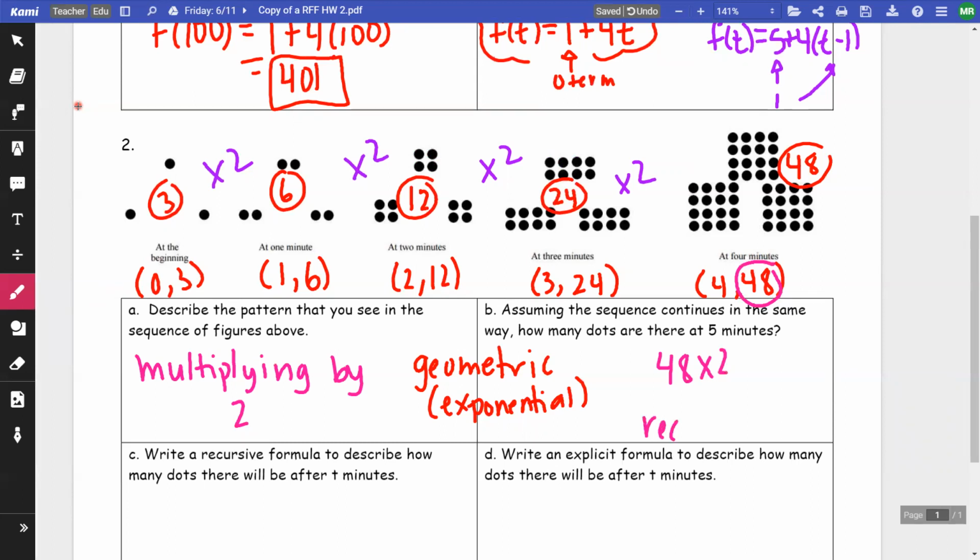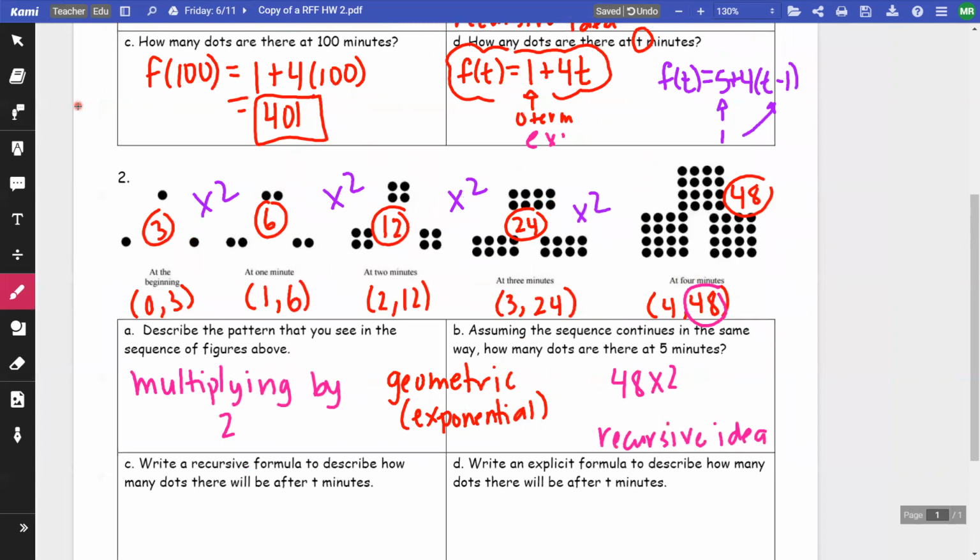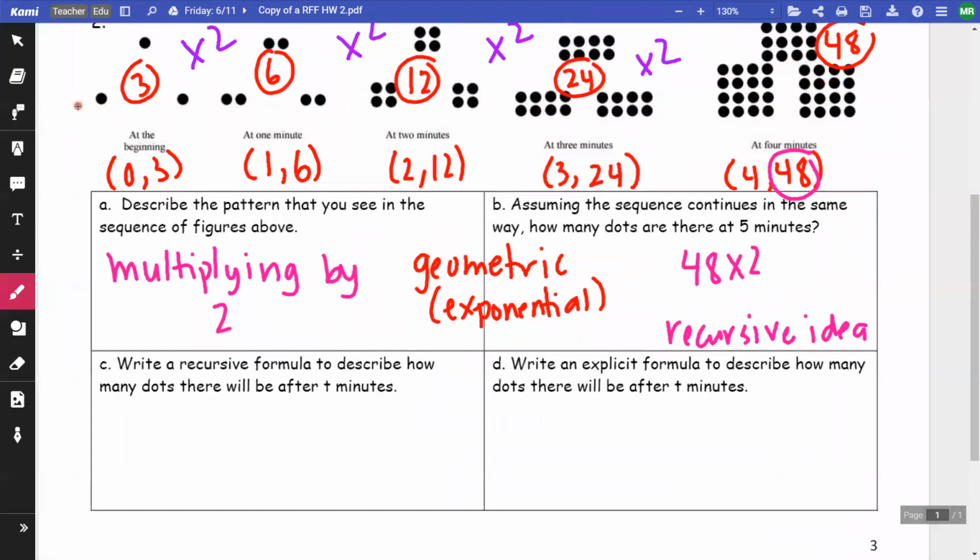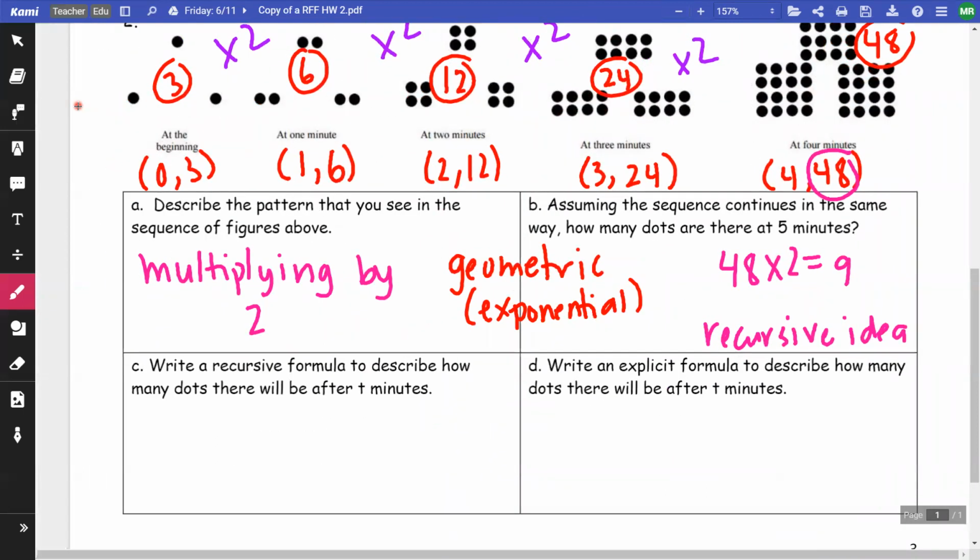Again, this is a recursive idea where I take the term I know and I do what the pattern is, which is times by 2 to get the next term. Okay, so I could keep on doing that, times it by 2, times it by 2 to get whatever term I want, but sometimes it's so far away we want to come up with an explicit equation, which the one I had up here would be explicit. Okay, so when I do that, I get 96 dots.